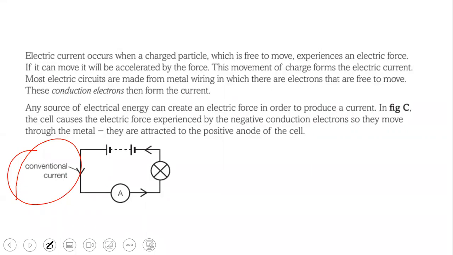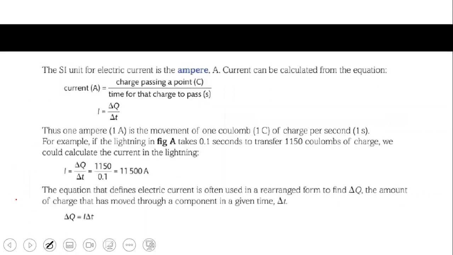So electrical current is the movement of a charged particle when it experiences a force. This is the formula of current: current is equal to charge divided by total time taken. Current is measured in amperes. So I equals Q upon T.